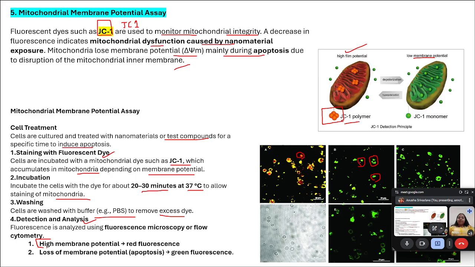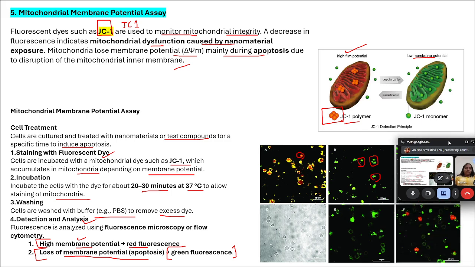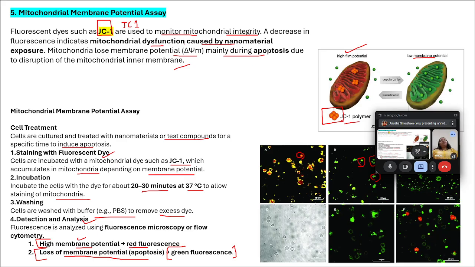So when there is high membrane potential, which will be in the live cells that are healthy, it will show red fluorescence. But those cells that are undergoing apoptosis, which are under stress, will have loss of membrane potential. It shows green fluorescence. So red basically shows the healthy cells which have completely fine mitochondrial potential, and green shows the cells that are undergoing apoptosis. So this is how JC1 dye gives an idea about the mitochondrial potential.